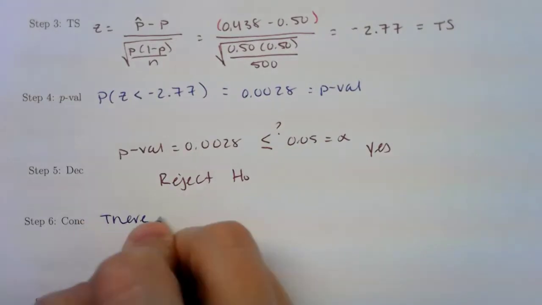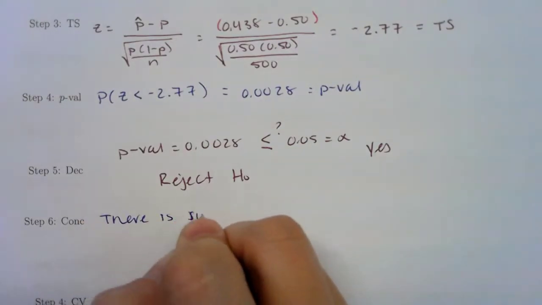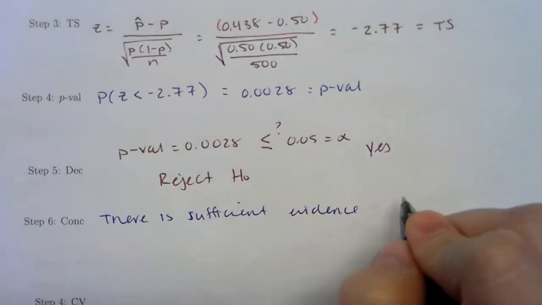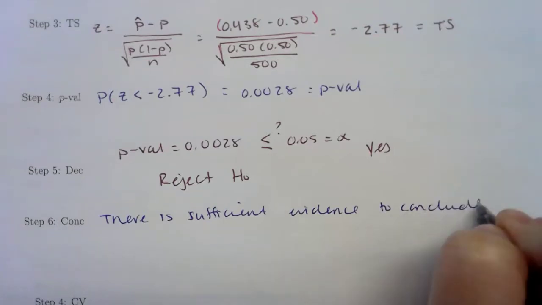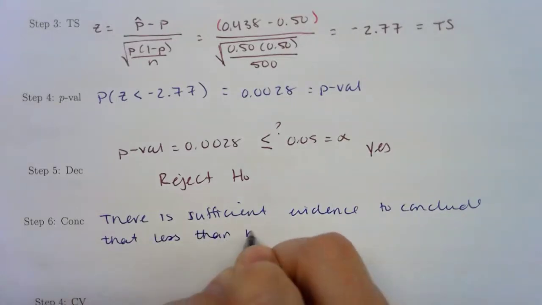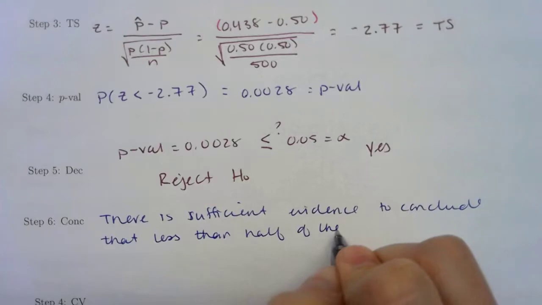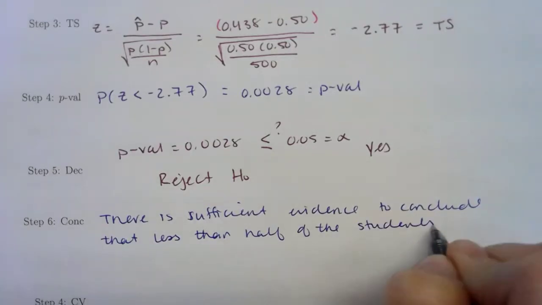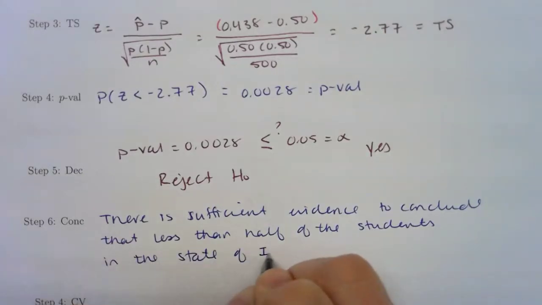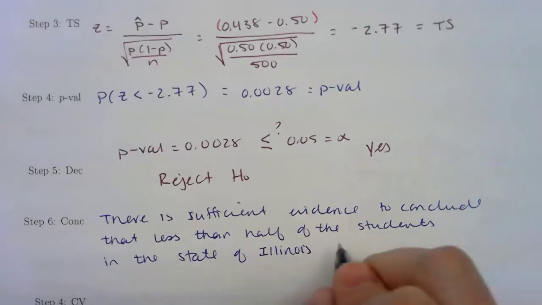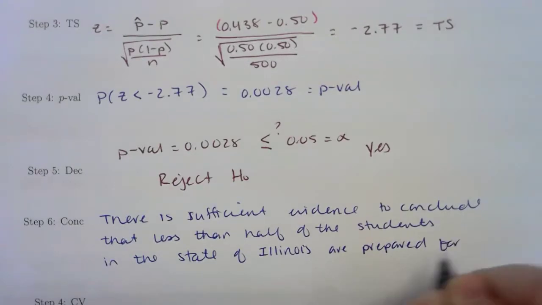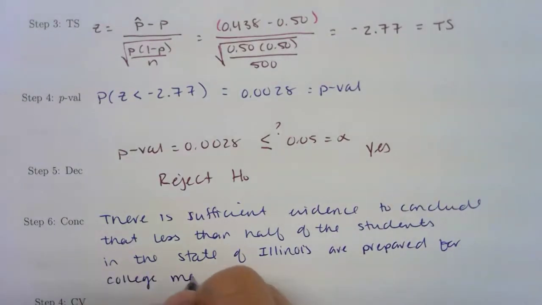So when we write our concluding sentence, we say there is sufficient evidence to conclude that less than half of the students in the state of Illinois are prepared for college mathematics.